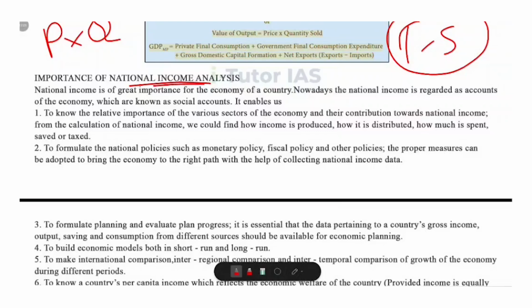First reason is that it helps us to understand the economy. National income shows how much a country produces and earns in a year. It tells us which sectors like agriculture, industry or services are contributing more to the economy. It also shows how income is distributed among people and how much is spent, saved or paid as taxes. So it helps us to understand the economy.